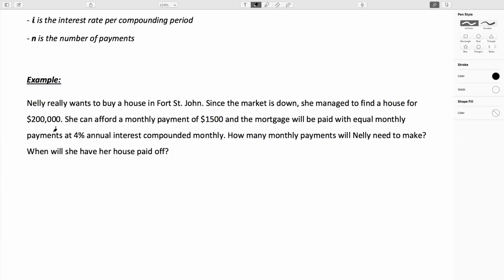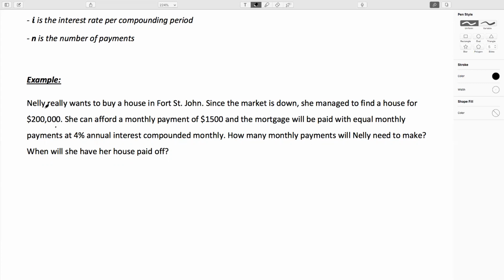So those are the two reasons why you'd probably use this formula. You probably want to figure out after 6 years, how much of my house do I have to pay off? That's solving for present value. Or you probably want to know if a house is 200 grand, how much time is it going to take to pay off? That's solving for N.